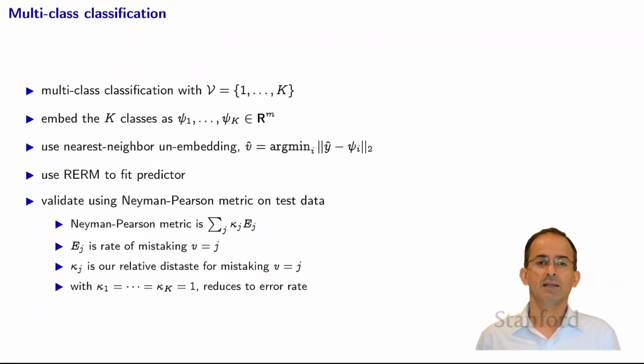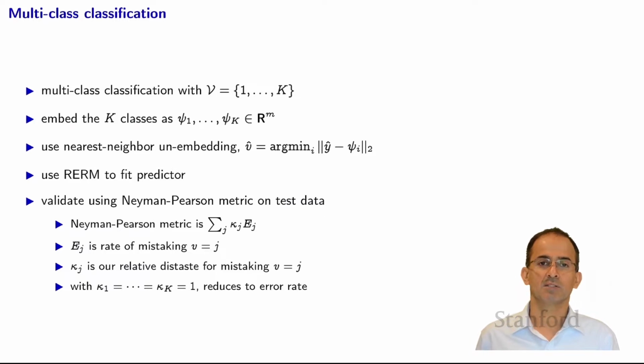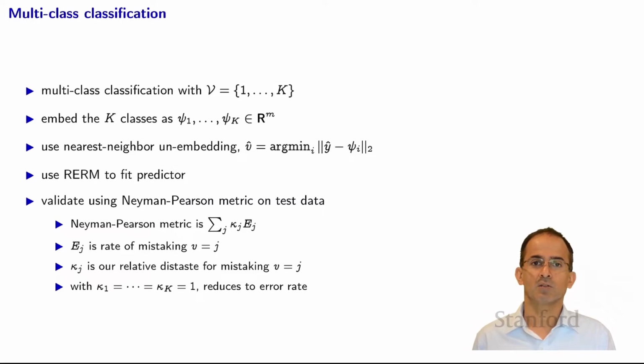So remember the key ideas here. We're trying to do classification where the target variable can take one of k possible values. And we have raw target values, which are, say, numbered 1 through capital K. But we embed those using the map y is equal to psi of v, and as a result y can take one of capital K values psi 1 through psi capital K. Each one of those is a vector in Rm. We get to choose what m is, we get to choose what those psi 1 through psi k's are.